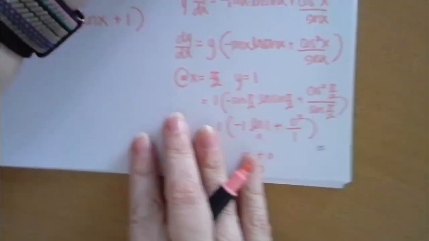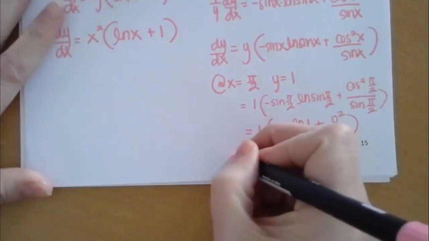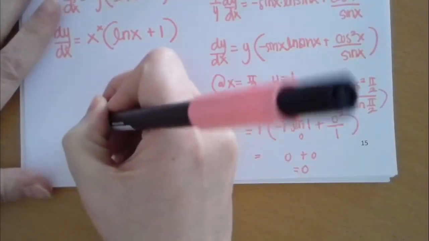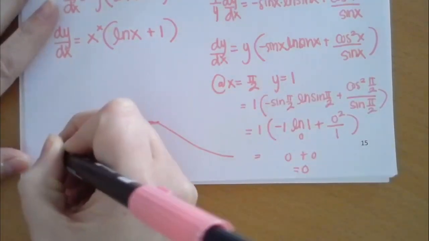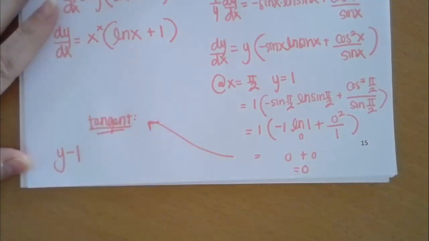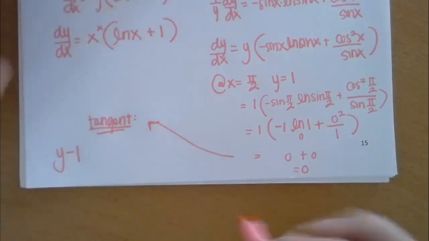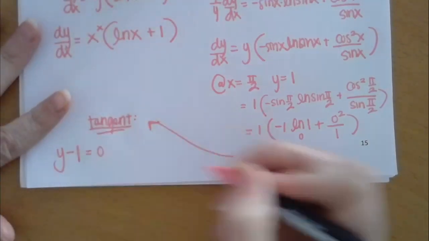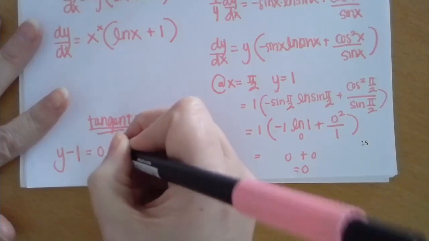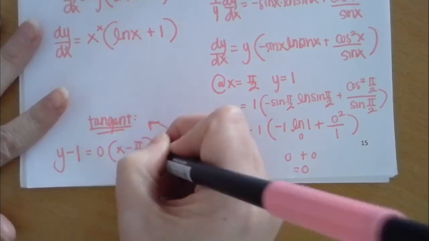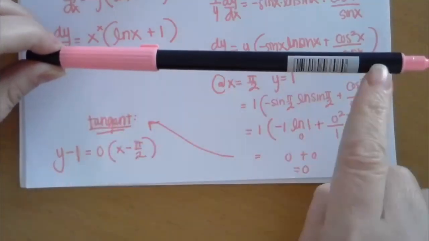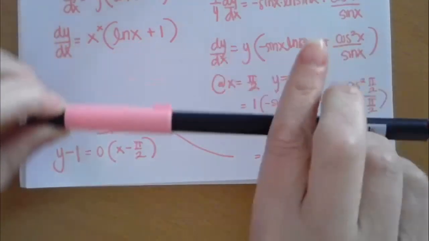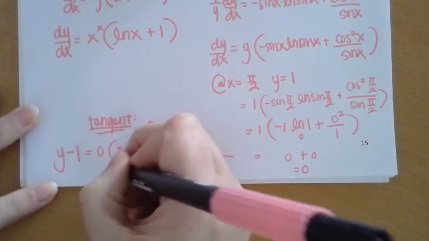Now, to write the equation of that tangent line, I'm going to come over here because I have run out of room. Tangent: y minus 1, that's our y value that we found at the very beginning, equals m, that's 0, times x minus pi over 2. Now, you might also remember that a slope of 0 is a horizontal line. It's only the y value, so you could also write it as just y equals 1.